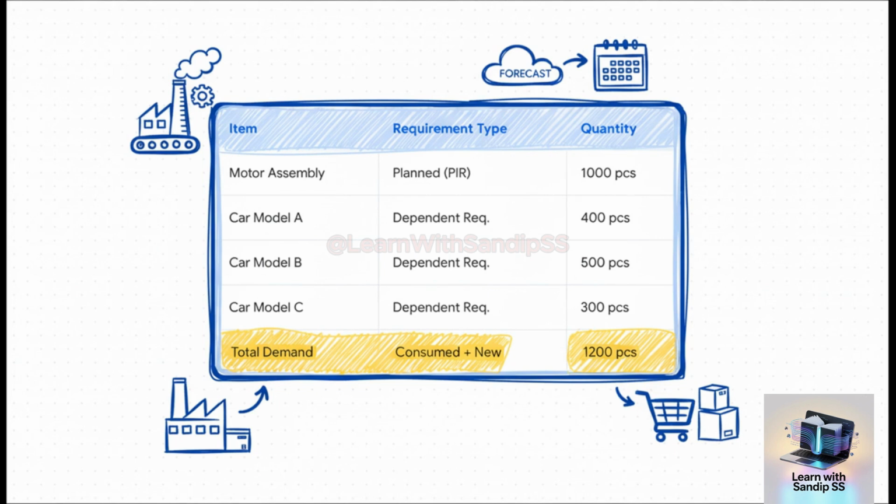So you forecast a need for 1,000 motors. Then sales orders for 3 different car models roll in, creating a total real demand for 1,200 motors. Now that real demand consumes your entire 1,000-piece plan, and the system is smart enough to flag, hey, you still need to get 200 more to meet these orders.